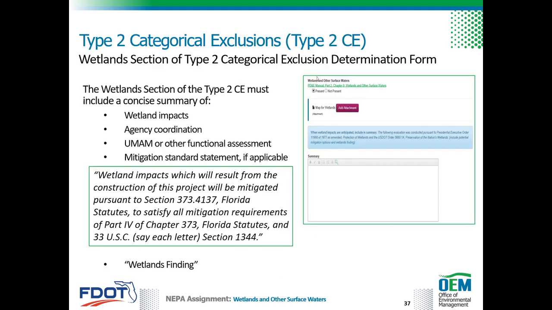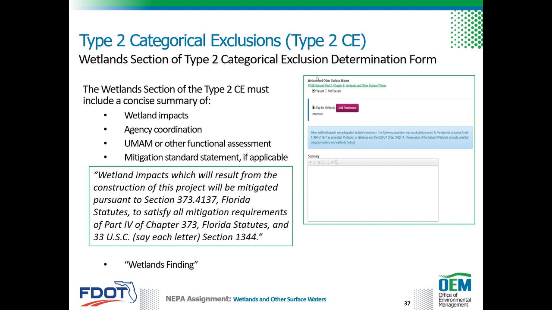For Type 2 CE projects, documentation must include a concise summary of wetland impacts, agency coordination, the UMAM or other functional assessment, and if applicable, the mitigation standard statement and a wetlands finding. This information should be added to the wetlands section of the Type 2 categorical exclusion determination form in SWEPT. The appropriate wetland evaluation is included in the project file. It is recommended that these documents be placed within the wetlands and other surface waters folder within SWEPT.